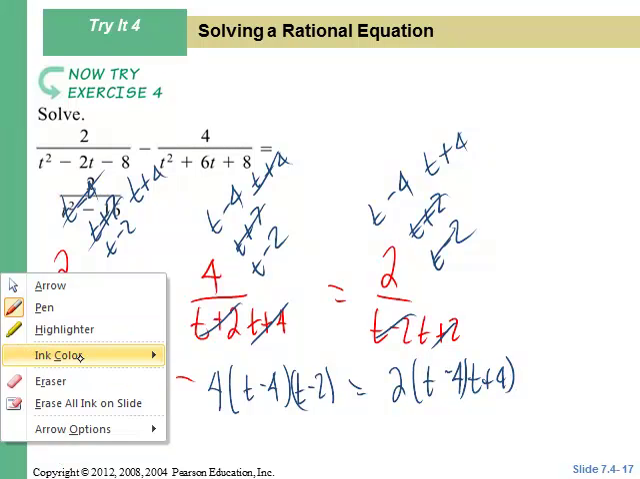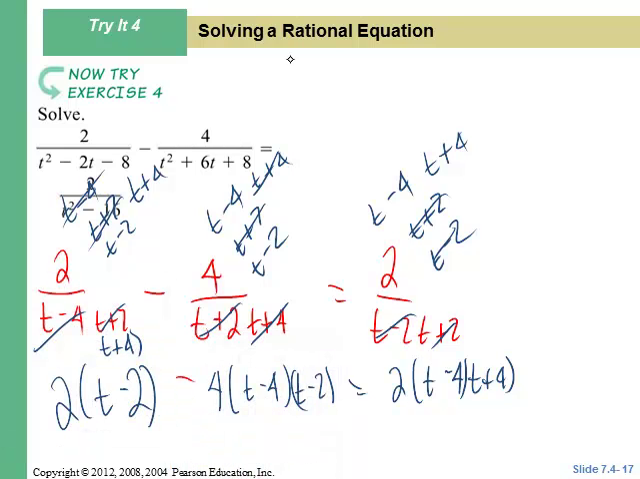Okay, I'm going to change colors here. Multiply out the first ones, we get 2t squared plus 4t minus 16 minus 4t squared minus 24t plus 32 equals 2t squared minus 32.